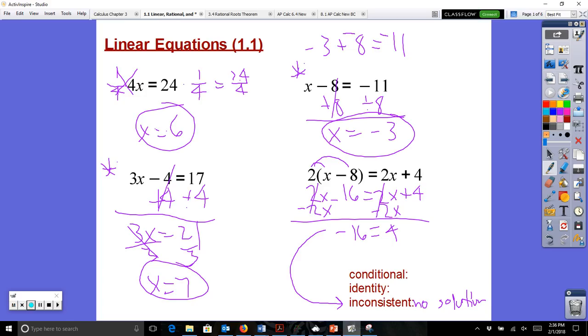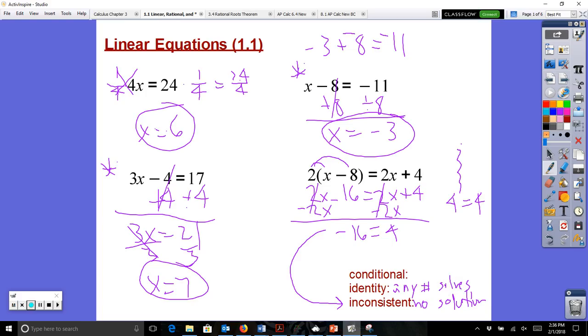Now occasionally what you do is you might work down the equation, and instead of getting negative 16 equals 4, maybe you get something like 4 equals 4. Just a true statement that there's no x's left in it. That's known as an identity. That means any number solves it.